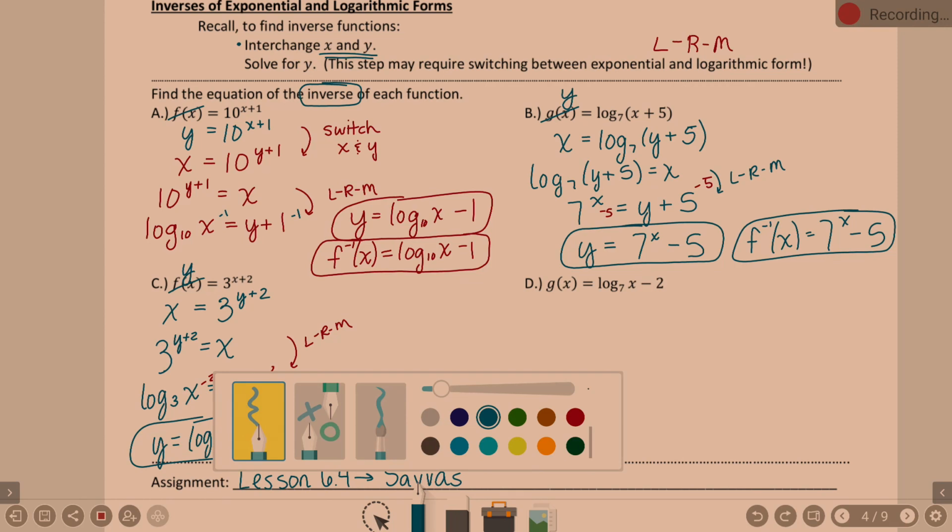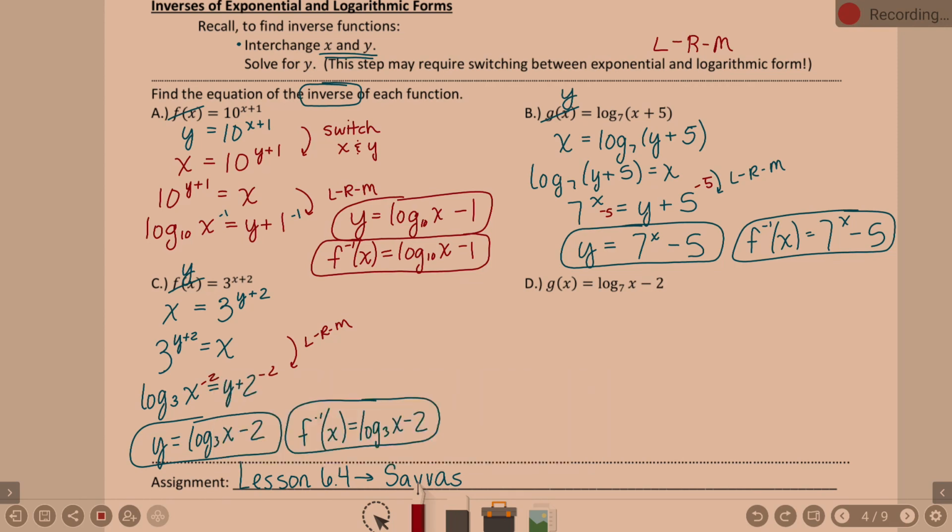Okay, one last one. Now you guys get some more time. G of x equals log base 7 of x minus 2. Where are you starting? Okay. G of x is y. And then I'm going to switch x and y. So instead of y equals, x equals. Instead of log base 7 of x, it's going to be log base 7 of y minus 2.